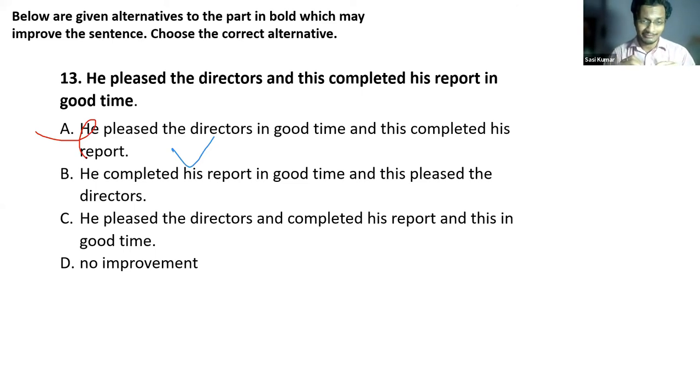Look at the next one. He completed his report in good time and this pleased the boss. This is a possible contender. This can be my answer. Unless I read all the options, I never decide what my answer is. I repeat, this is a pro tip. Unless I read all the options, I do not conclude that this is my answer. He pleased the directors and no, this is not the order. No improvement. Obviously, this is not it because we need an improvement.